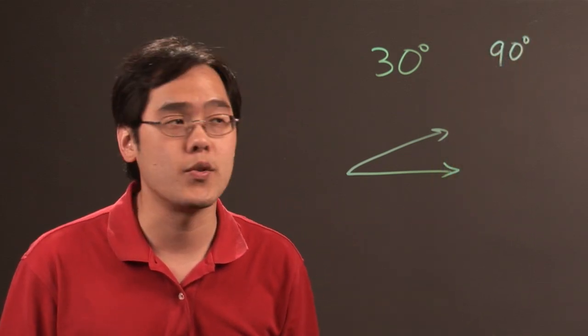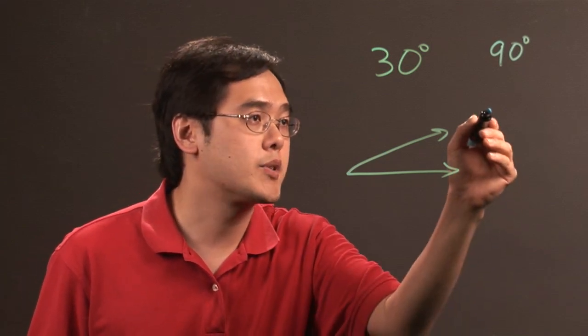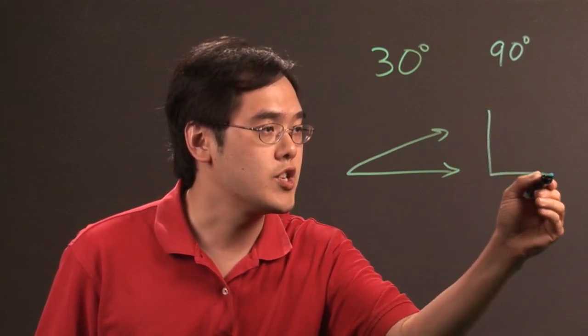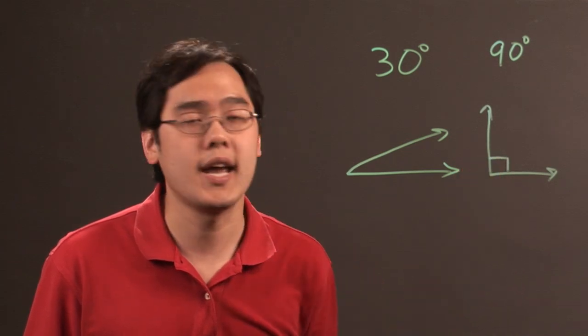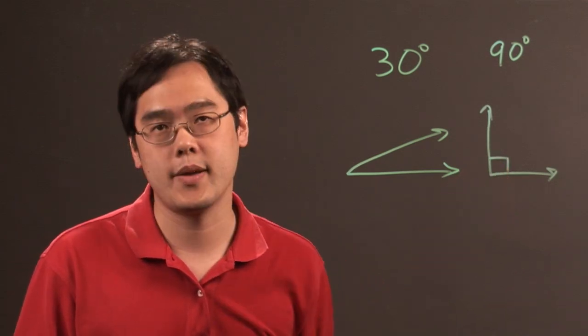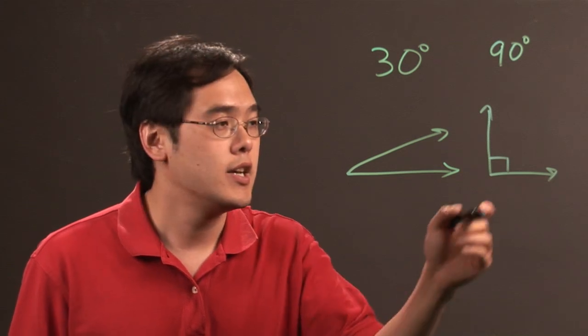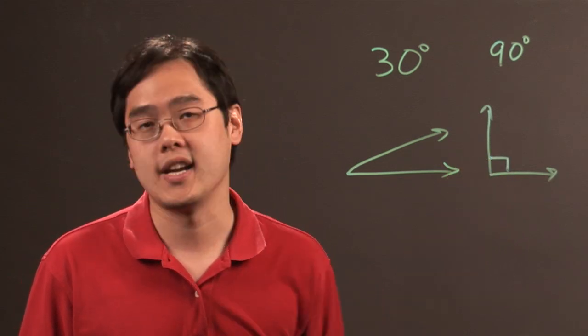Now, something that's a little more straightforward is if you're given that it's 90 degrees and you want to construct a 90-degree angle, a 90-degree angle is always going to be an L shape, and you always want to use a box to indicate that it's 90 degrees. This is really the only time for which you would use a box to indicate that it's 90 degrees.